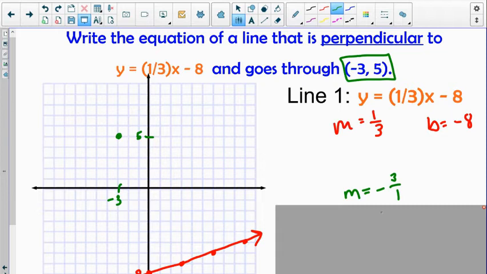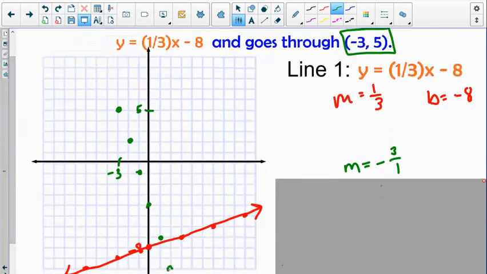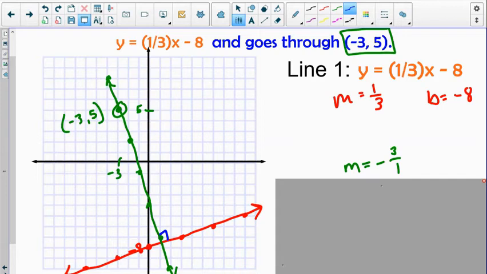-3/1 is the same as -3. So I can plot more points by going down 3 and over 1. Or I could go up 3 and back to the left 1. Now let's see if I can draw a straight line. All right, not bad. It wiggled a little bit. But it definitely went through the ordered pair, -3, 5. And you know what? That looks pretty good to me. I would believe that those 2 lines are perpendicular because it looks like they meet at a right angle.